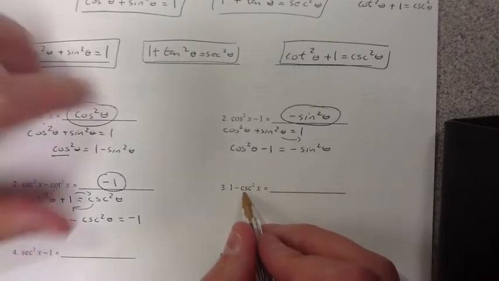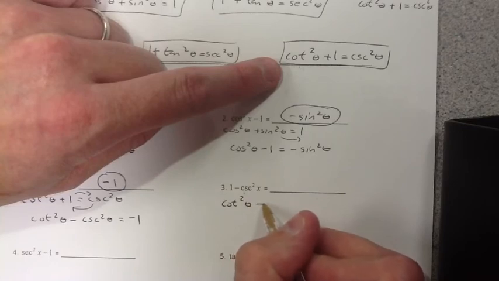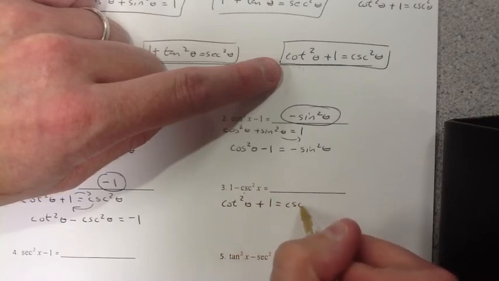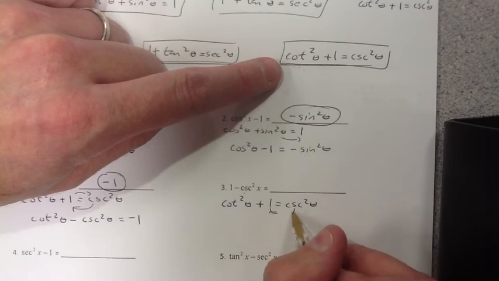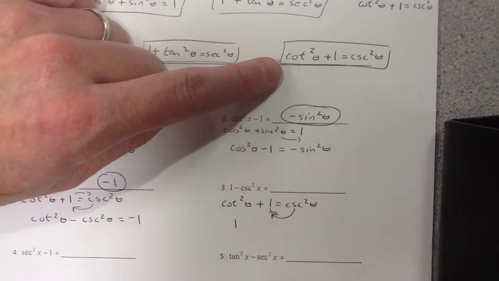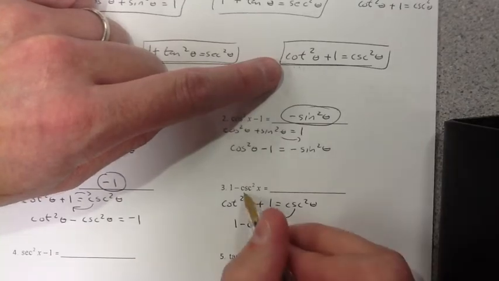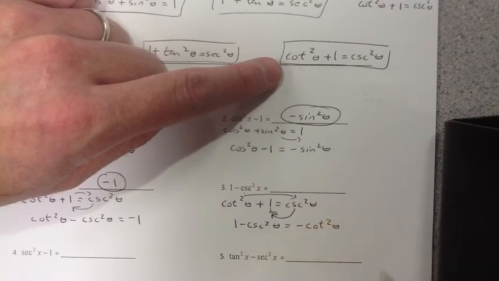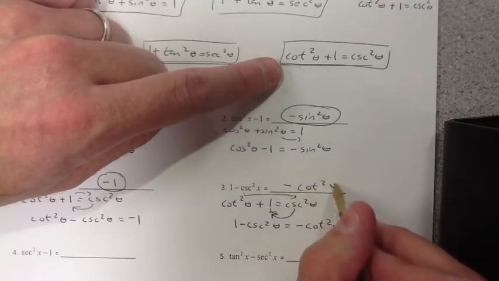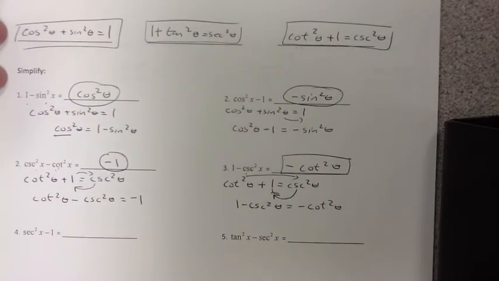What about 1 minus cosecant squared? Same idea. I'm going to use this one: cotangent squared of theta plus 1 equals cosecant squared of theta. I want to get 1 minus this, so if I bring over my cosecant squared, that's going to give me my 1 minus cosecant squared of theta. So what is that going to equal? I bring over my cotangent squared. That becomes negative cotangent squared of theta. And that's what we get here, negative cotangent squared of theta. So it's just a lot of algebraic manipulation.